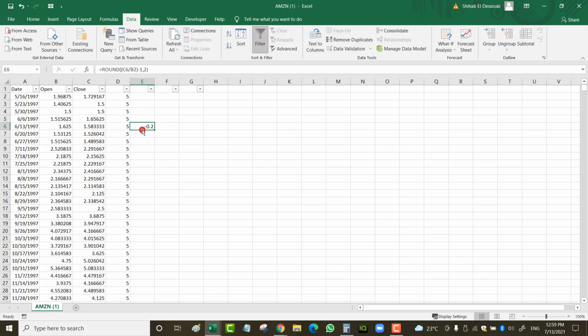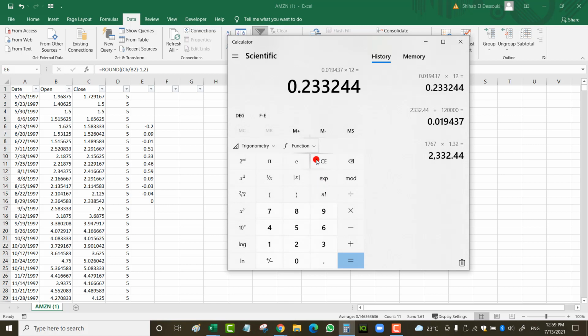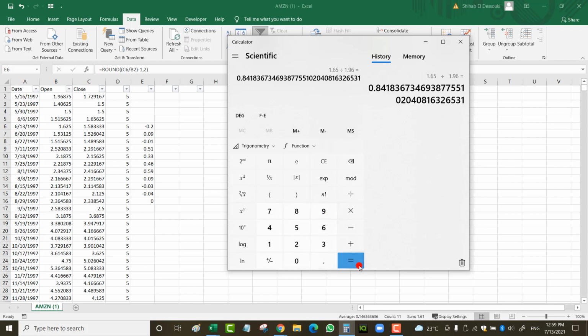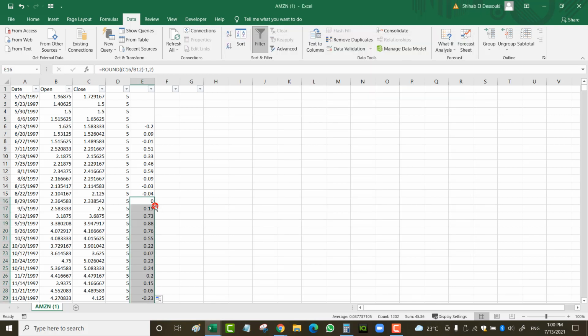So basically this means over here that Amazon, compared to the opening price of 196, actually dropped 20% 28 days later. So that's pretty high actually. So let's just double check here. So 1.65 divided by 1.96, I should get about 84%. All right, so I'm just going to apply the formula across all the cells, all the lines here. And now I've got all my values.